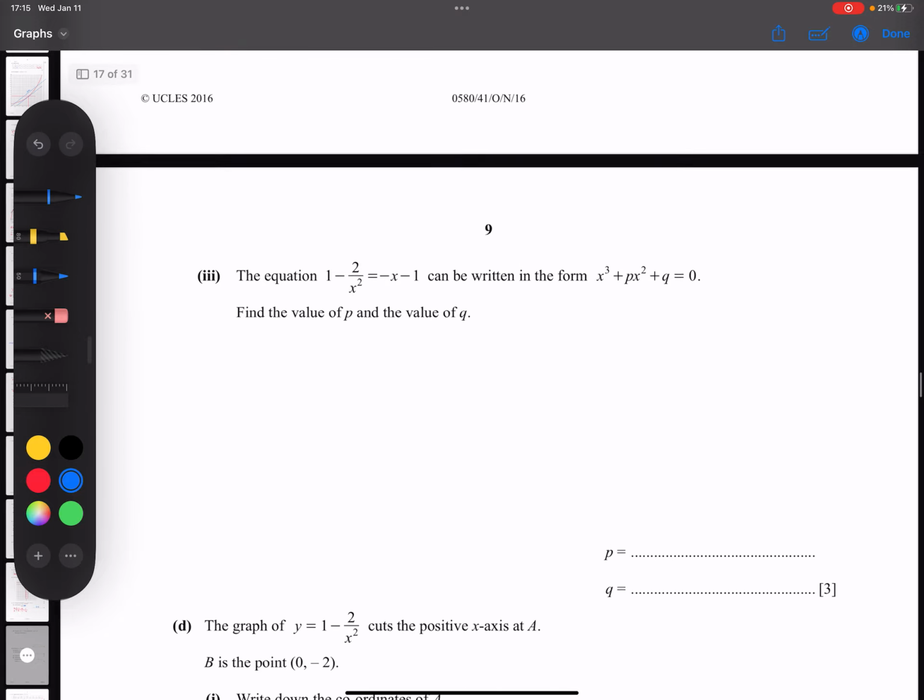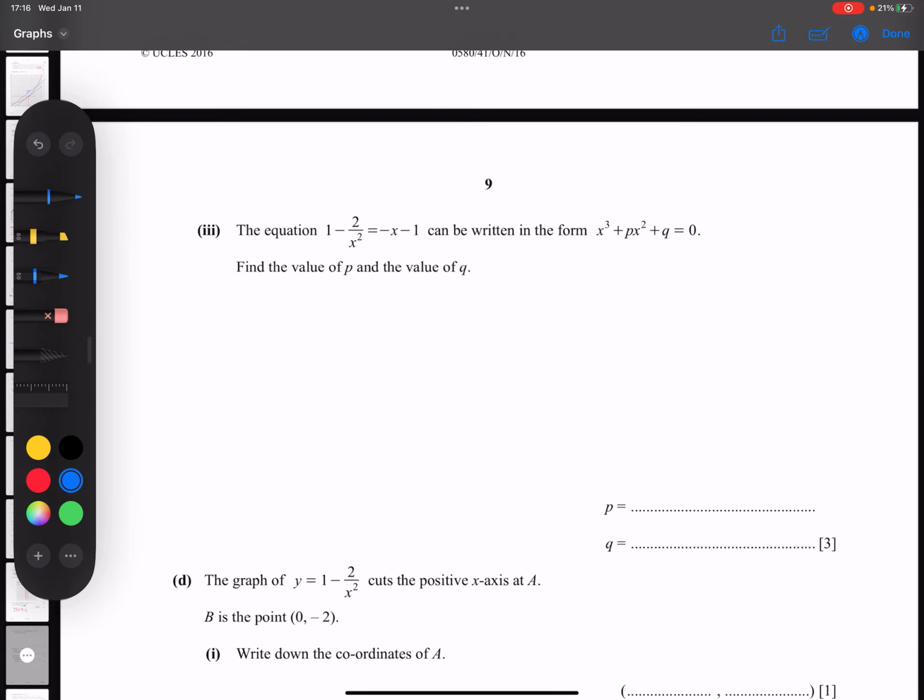The equation can be written as, that's the same idea as last time, you have to multiply everything by x squared this time, so it's going to give you x squared minus 2 equals negative x to the power of 3 minus x squared. Rearranging: x to the power of 3 plus 2x squared minus 2 equals 0. Comparing it, p is equal to 2, q is equal to negative 2. All right, moving on.